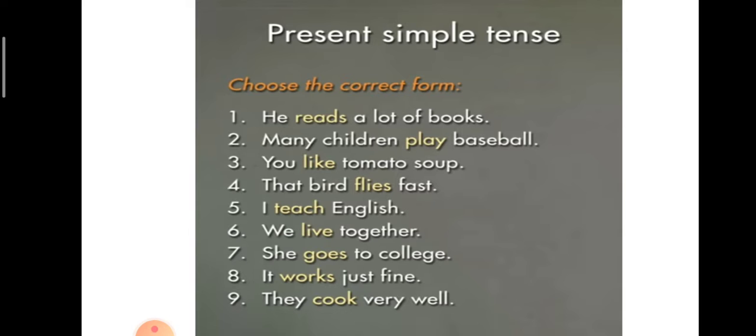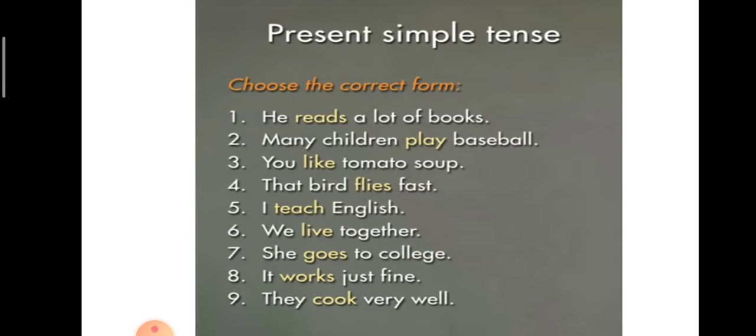She goes to college. Here, did you notice he, she, it, that man? So go will change to goes. I told you earlier, a root verb will have s or es added. It works just fine. He, she, it. It comes under the rule. They cook very well. I, you, we, they. So they will come under the first rule, just the root verb.